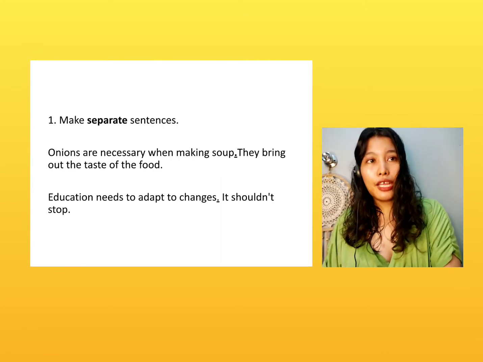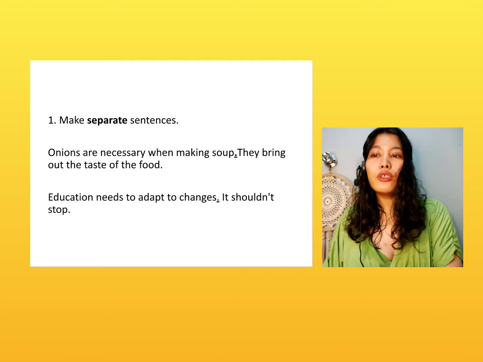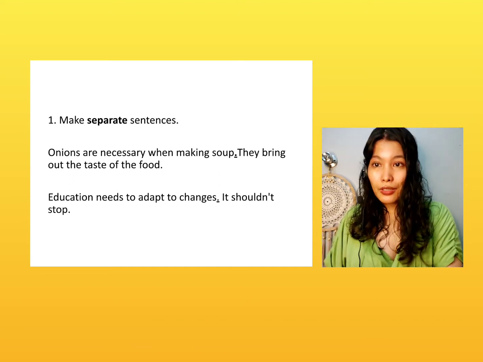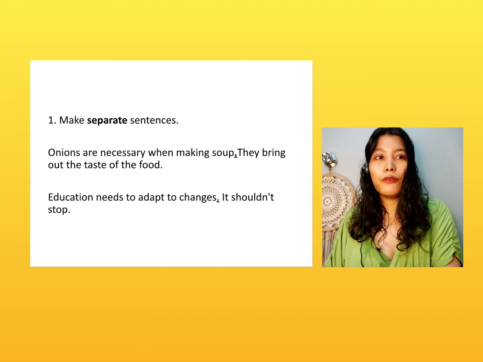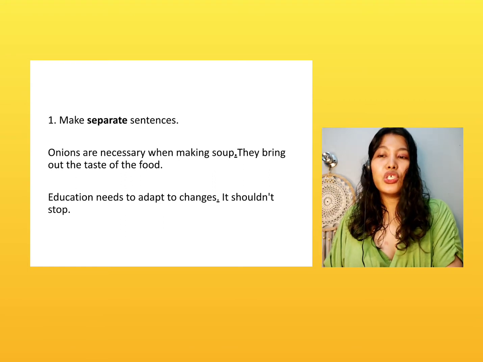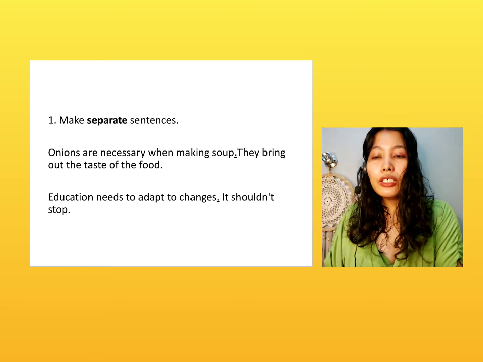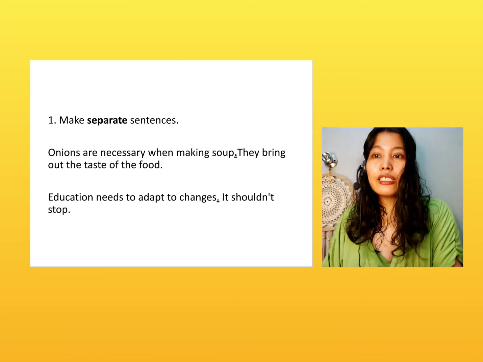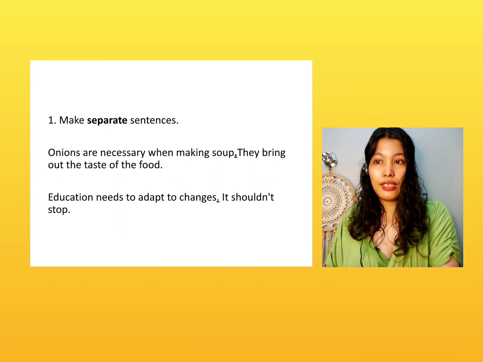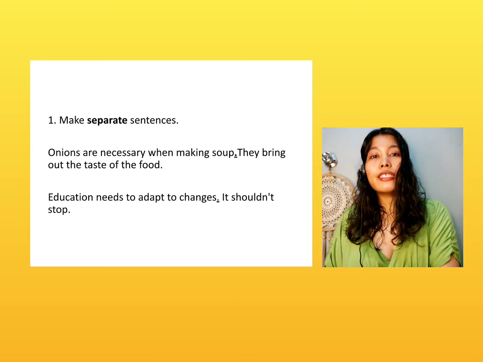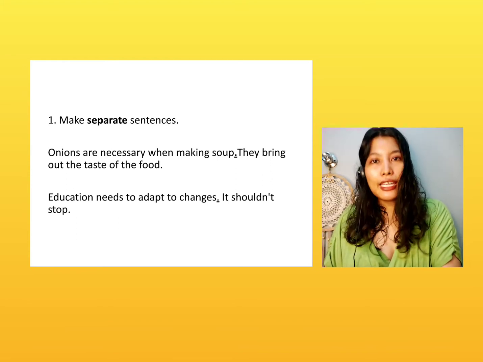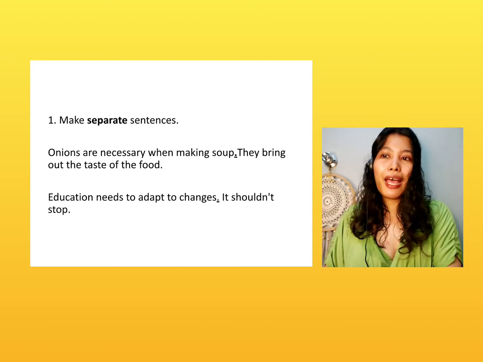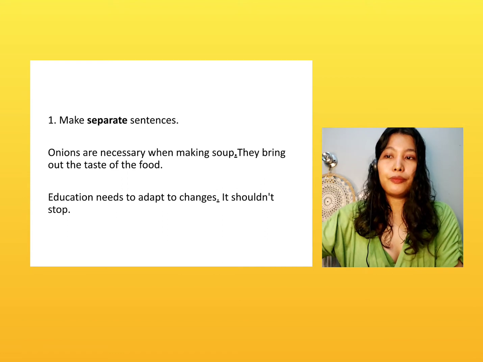So you make separate sentences. For example, you use a period. Onions are necessary when making soup. Period. They bring out the taste of the food. Education needs to adapt to changes. Period. It shouldn't stop. Okay? Remember that a comma is not strong enough to end a sentence. If your sentence already has a complete thought, end it with a period. Okay? So the first technique to fix a comma splice is to make separate sentences.